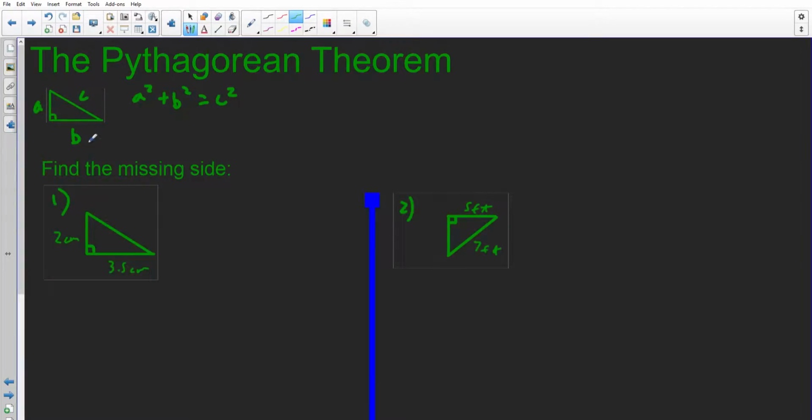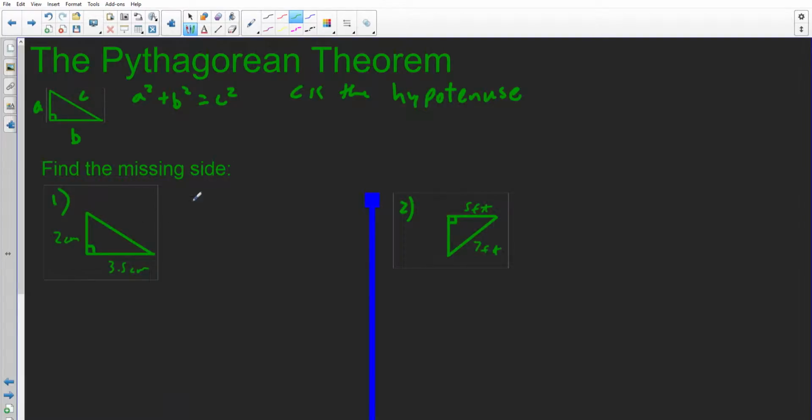So it doesn't really matter where you put a and b when you're filling in the equation, because it's just a squared plus b squared. It doesn't matter if it's b squared plus a squared or vice versa. The only important thing is that you put the longest side, which is called the hypotenuse, as c. C is the hypotenuse, and it's the longest side, and it's across from the 90-degree angle. And that is the most important thing.